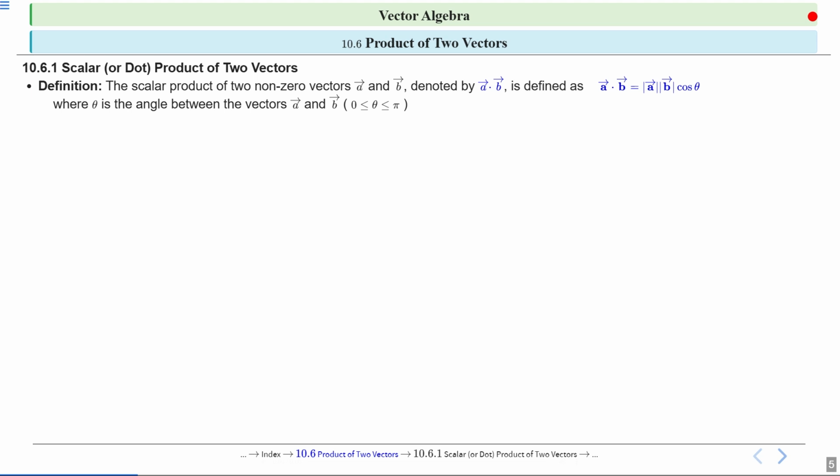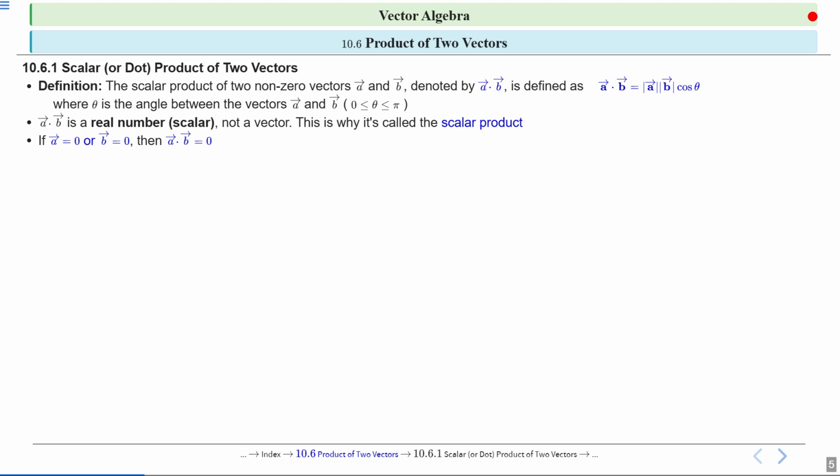So definition: the scalar product of two non-zero vectors a and b, denoted as a dot b, is calculated as the product of their magnitudes and the cosine of the angle between them. So the formula is a dot b is equal to magnitude of a into magnitude of b cos theta, where theta is the angle between the vectors a and b, and theta is between 0 to pi. Now a dot b is a real number or scalar, not a vector. This is why it's called the scalar product.